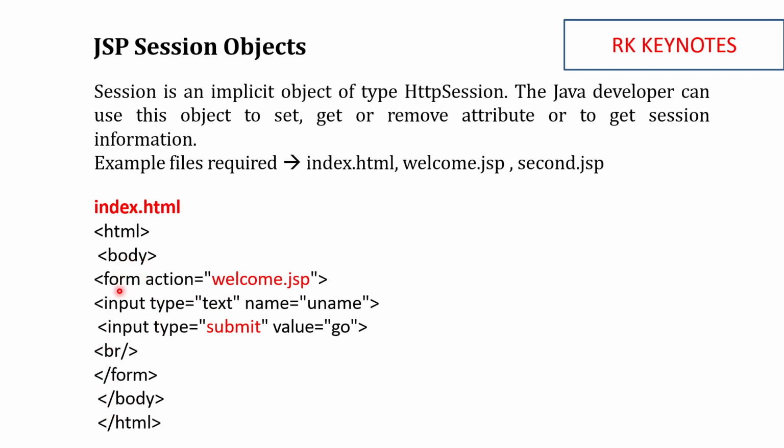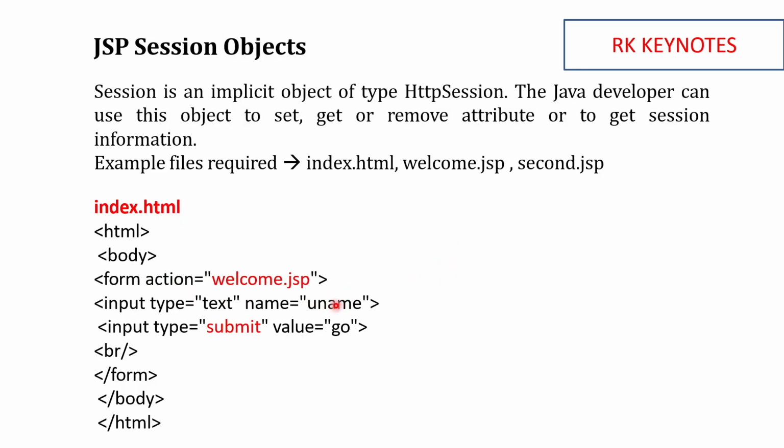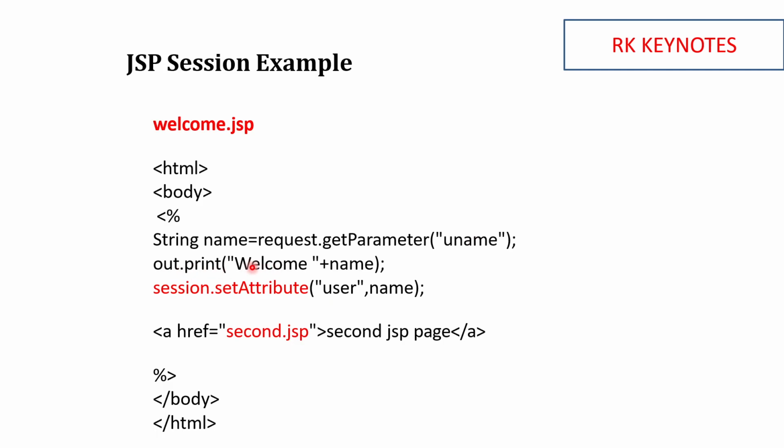Here you can see this is just index.html. I have a form with one single text field and a button. The moment I click this go button, it should go to welcome.jsp. In welcome.jsp, within the scriptlet tag, I'm starting here and closing it here. Then, as we generally do in servlets, a String variable name is equal to request.getParameter, and then this is the text field name. And with the welcome message, I'm just printing the text field value.